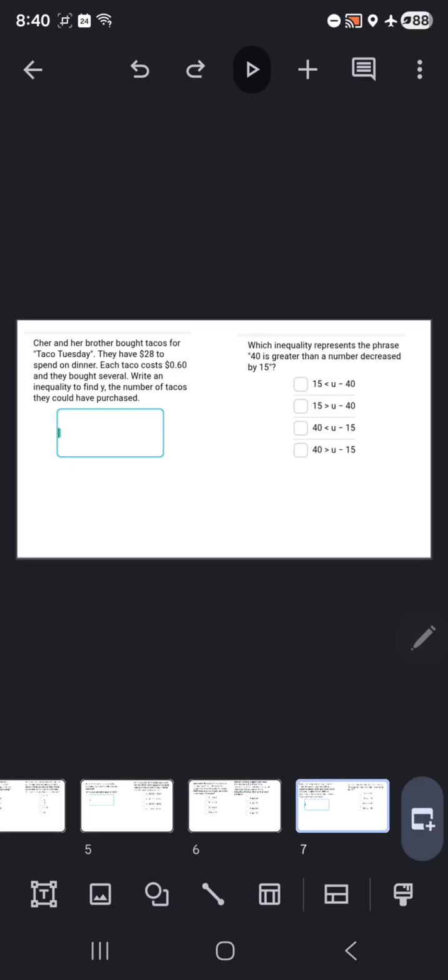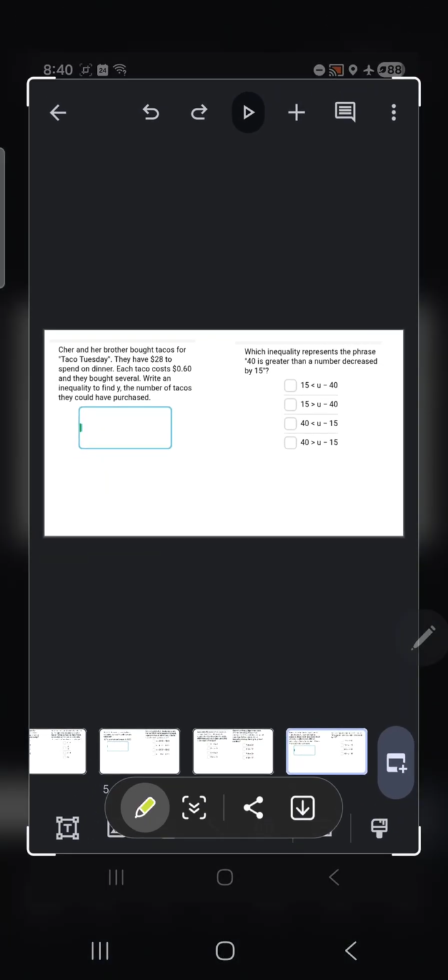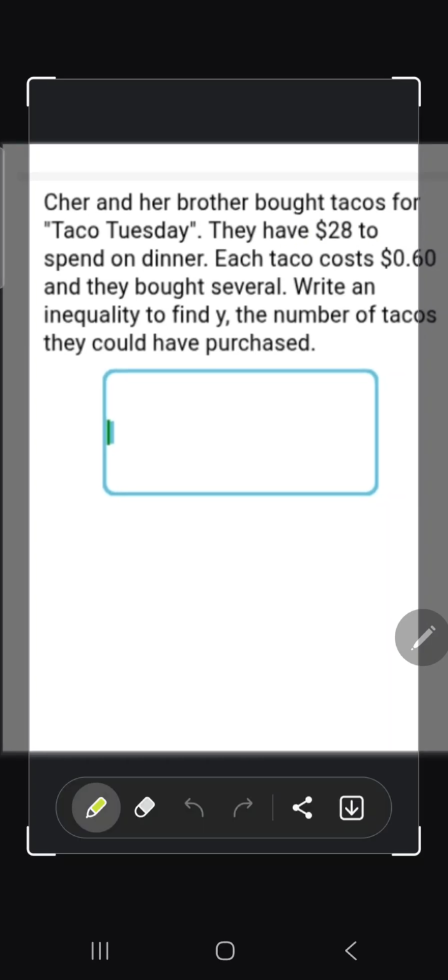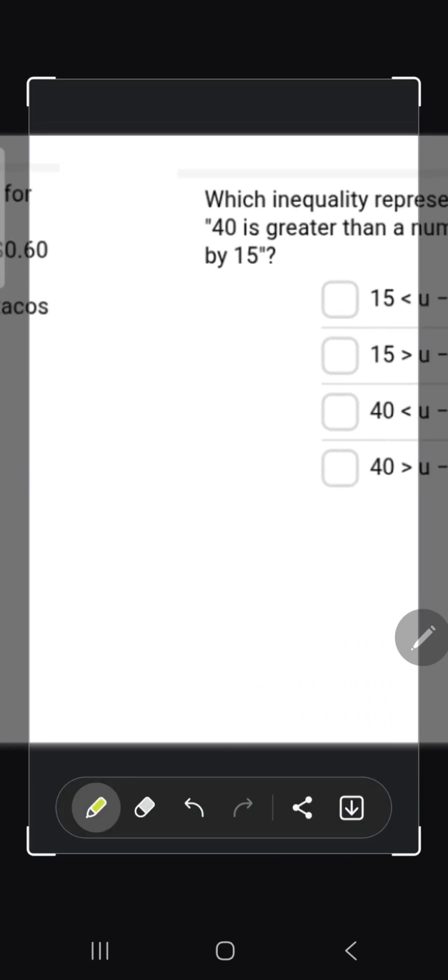In our next problem, we're taking a look at buying tacos for Taco Tuesday. And they only have $28 to spend on dinner. I start with that. Less than or equal to $28. Okay, can't go over, but you could use it all. Each taco costs 60 cents. So 60 cents times y would tell you how much they're paying for tacos. And that would be the inequality we would use for this situation.